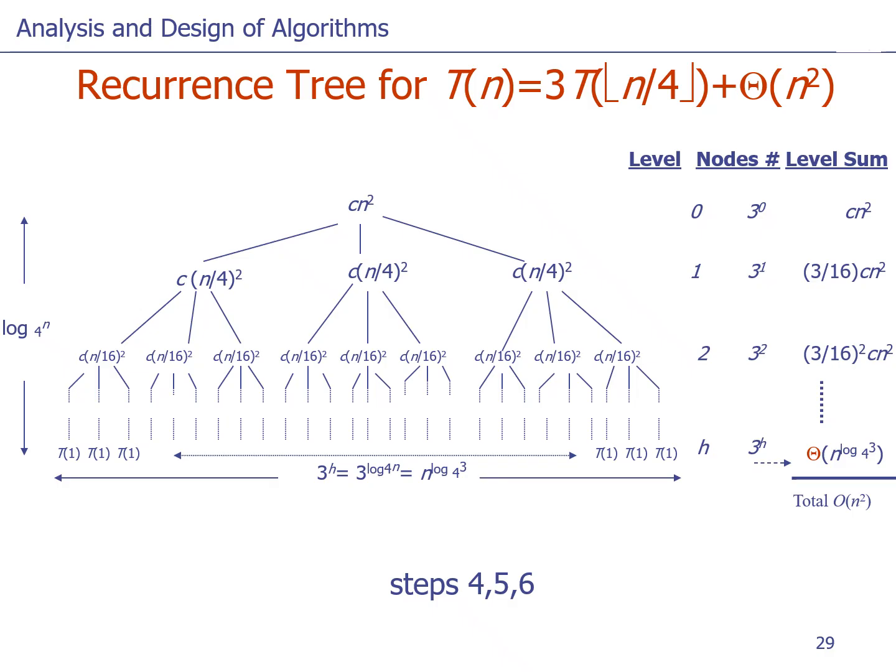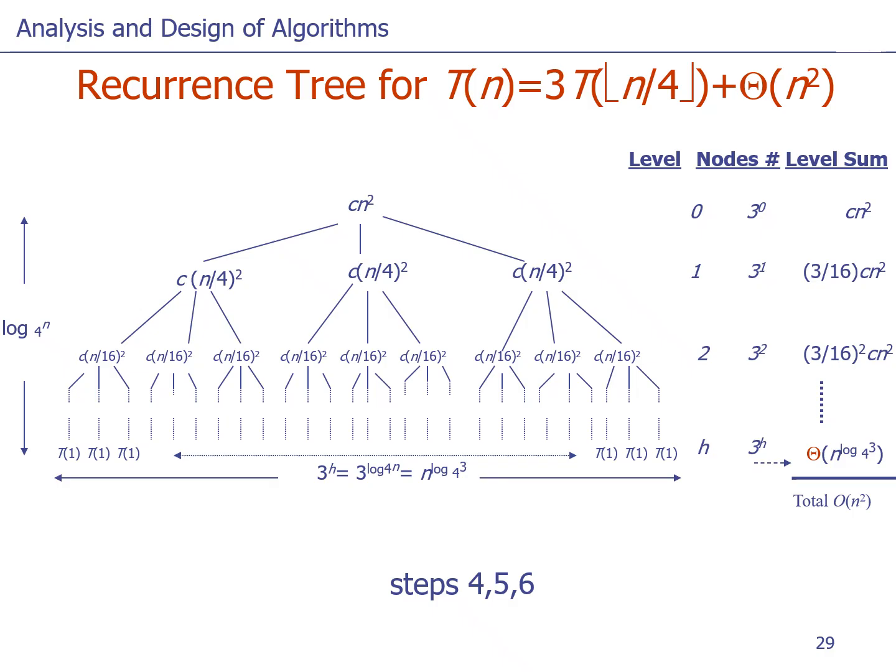Now, 3 to the power of log n base 4. This is interesting, but it's not useful because I would like to express it in terms of n. And this is why you need to be good with logarithms: I can swap the 3 and the n. So it becomes n to the power of log 3 base 4. So the amount of work I do at the bottom level is theta of n to the power of log 3 base 4.